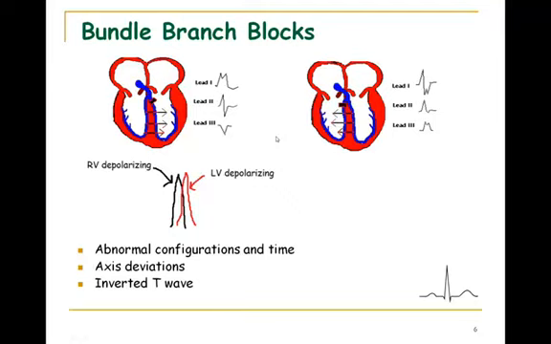Now with a right bundle branch block, here you have a block in the right bundle branch. The left side will depolarize normally. The right side is going to take longer than normal to depolarize. It's going to be going cell to cell. You will have a right axis deviation. So the right side of the heart is taking longer to depolarize, so the mean electrical axis will now be greater than 90 degrees.